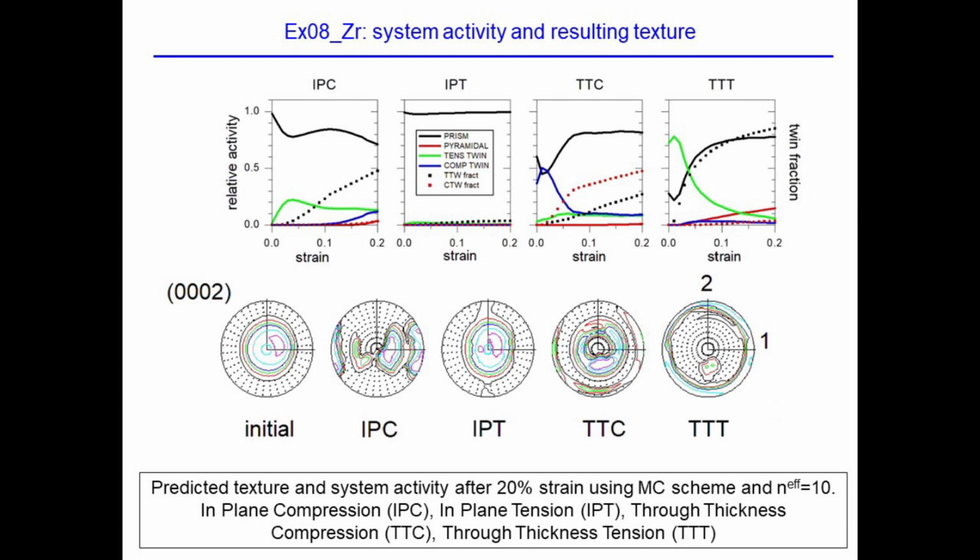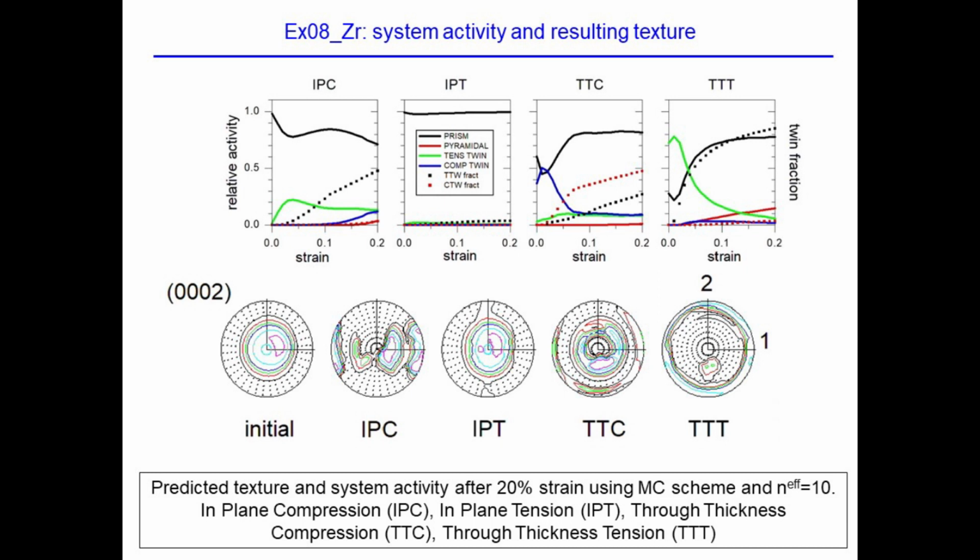In the in-plane compression, we have a lot of prismatic slip, but we also have the green line. The green line corresponds to tensile twins, so we are accommodating the deformation with a substantial amount of tensile twins. Here, the green. And then the blue is some compression twins. Red is the pyramidal, which remains flat. The pyramidal is not being activated.